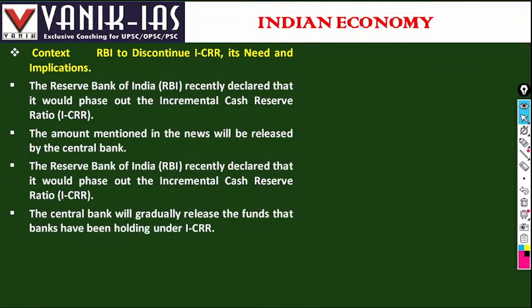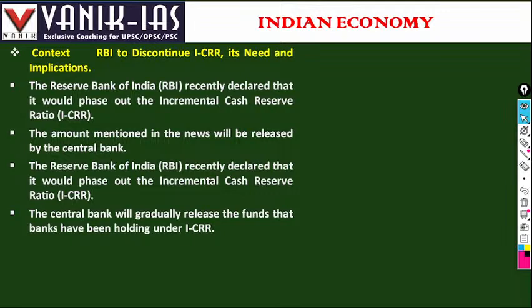The first topic that we want to discuss today is regarding RBI's discontinued incremental cash reserve ratio. Why did RBI introduce it? Why again did RBI decide to discontinue the incremental cash reserve ratio?